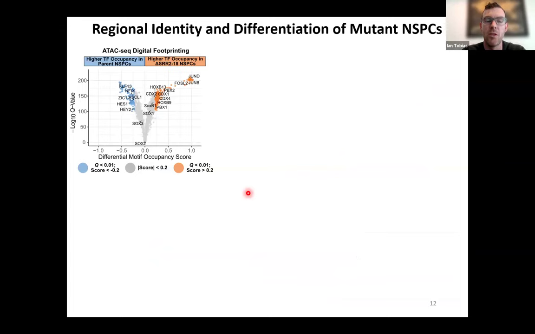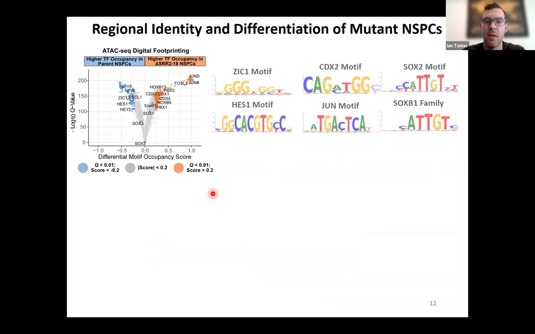And so we did digital footprinting in our ATAC-seq data, which revealed differential abundances of several sequence motifs. In the parent cell line ATAC peaks, we see overrepresented motifs corresponding to transcriptional regulators that are present in forebrain progenitors, whereas motifs enriched in our SR2-18 homozygous null NSPCs align with major posteriorizing transcription factor families, as well as the AP1 family of transcription factors.